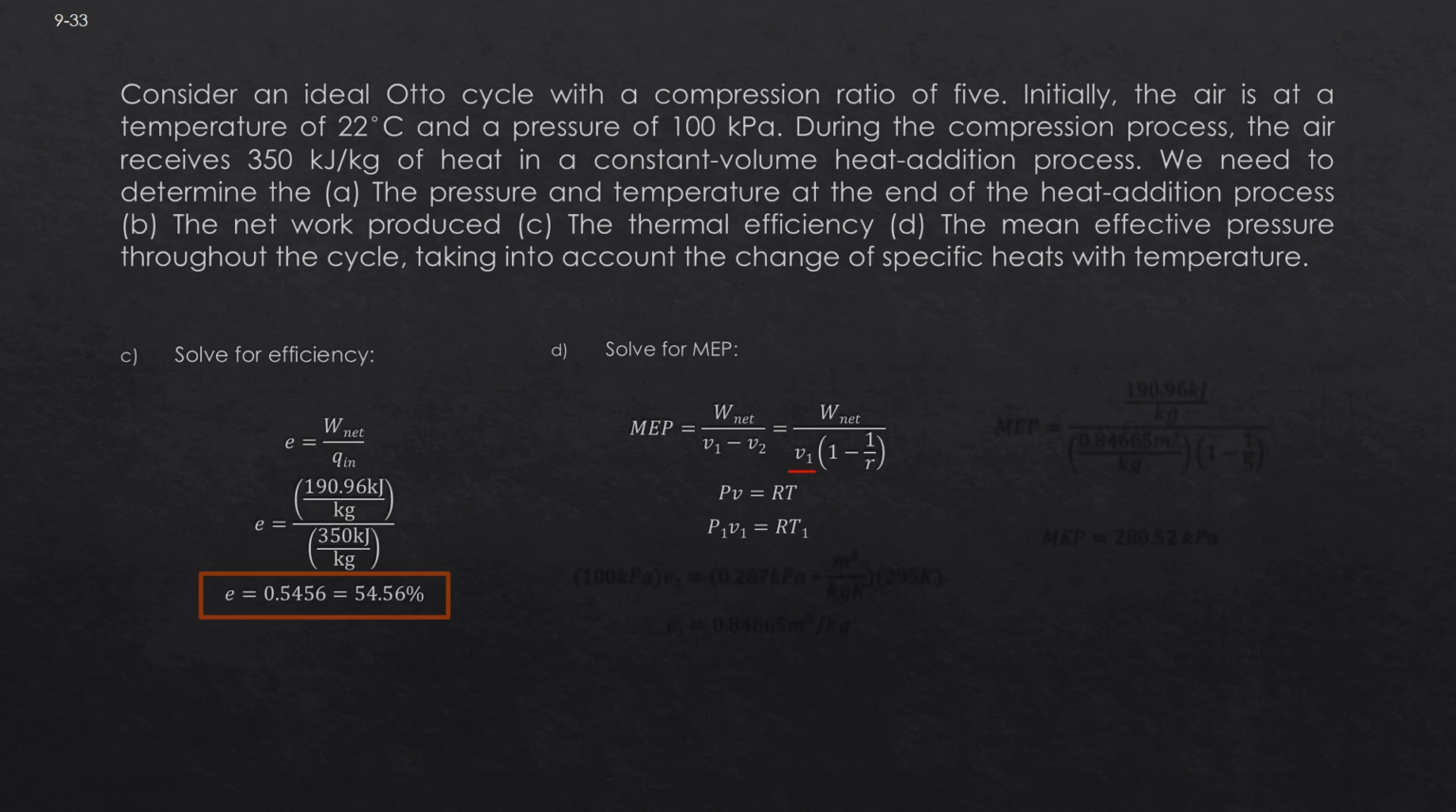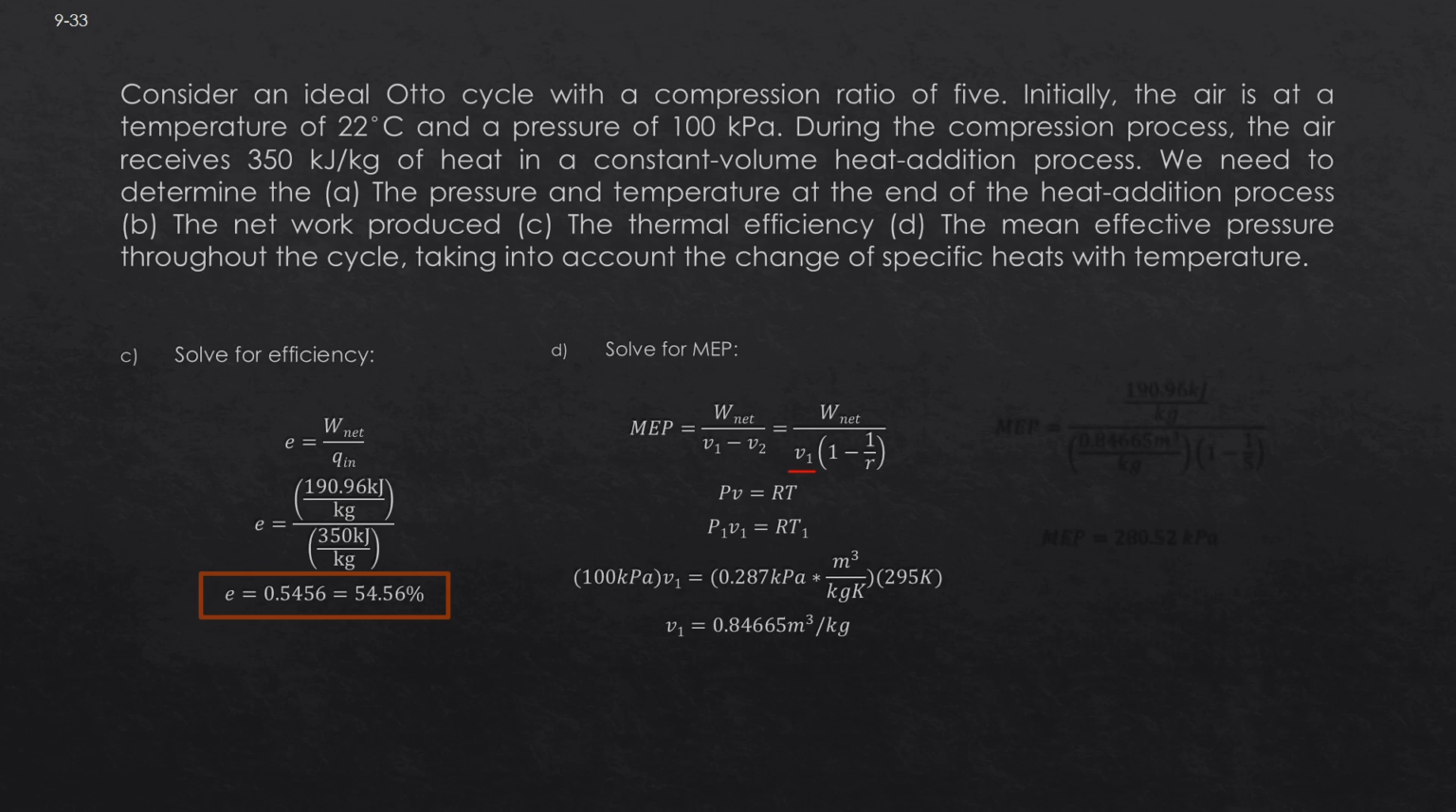So we'll get P sub 1 times V sub 1 equals the gas constant times the temperature at state 1. Plugging in all the given values, we get 100 kilopascals, our pressure at state 1, times the specific volume at state 1 equals the gas constant of air, which is 0.287 kilopascal cubic meter per kilogram Kelvin, times our temperature at state 1, which is 295 Kelvin. We get V sub 1 equals 0.84665 cubic meter per kilogram.